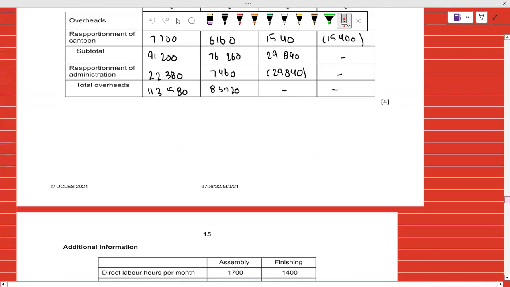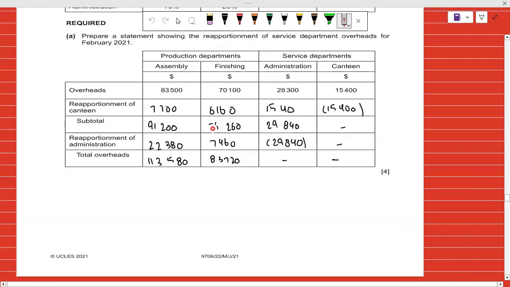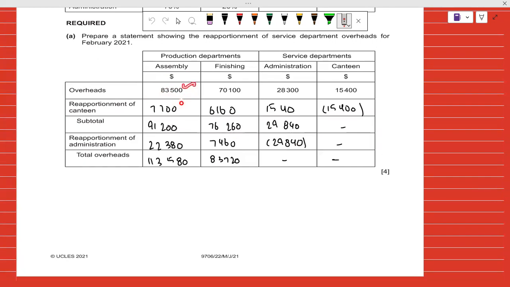Okay, so now we are going to calculate the total overheads. For the assembly department, the previous apportioned overheads were 83,500, plus this, plus this, plus this, so we have the total overheads. And for the finishing department, plus this, so we have the total overheads for the finishing department, which is 83,720.